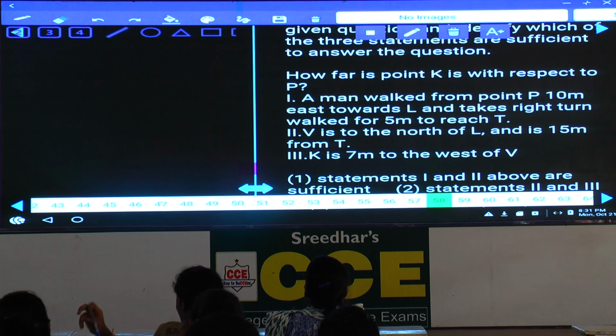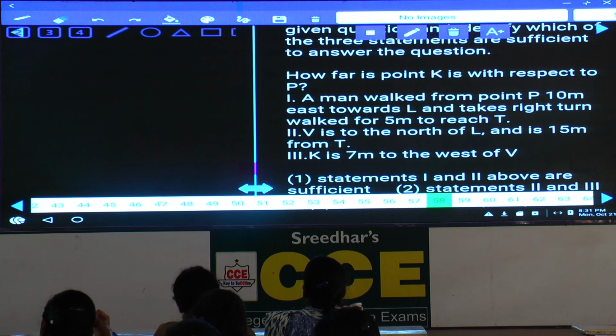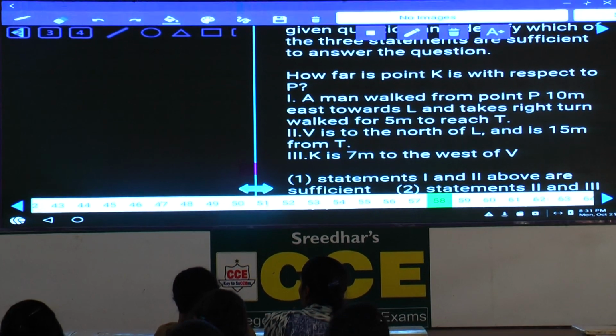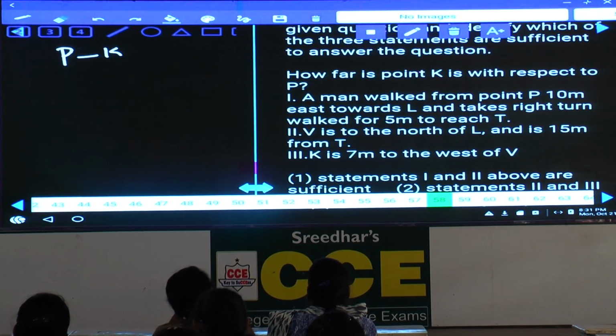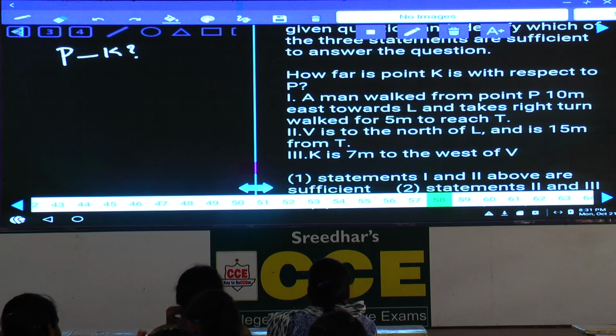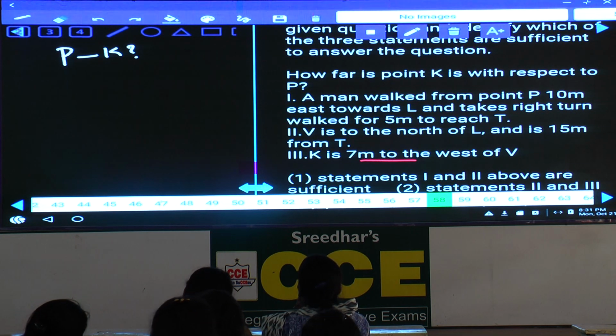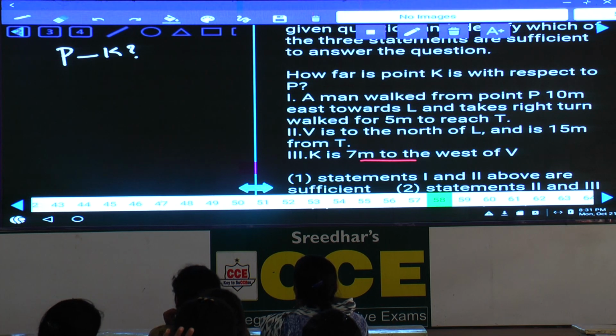Now question number 58. Now in this 58, how far is K with respect to P? How far is K with respect to P? Then condition number 1. K is 7 meters to the west of V. I have not read the first statement. We have to check choice 4 first, isn't it? Choice 4 means either 1 alone, 2 alone, or 3 alone.